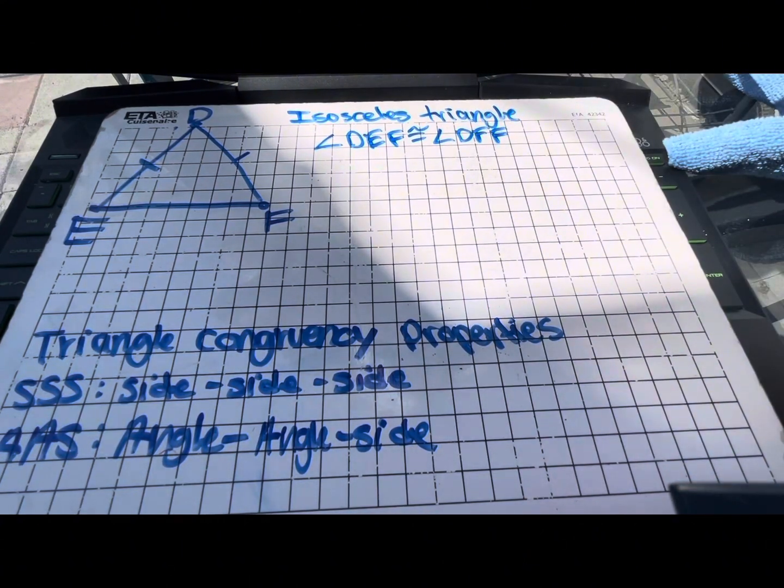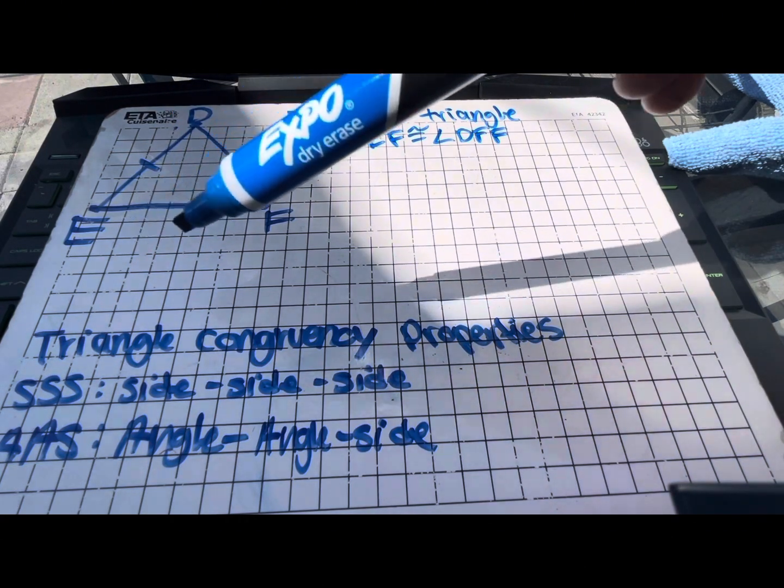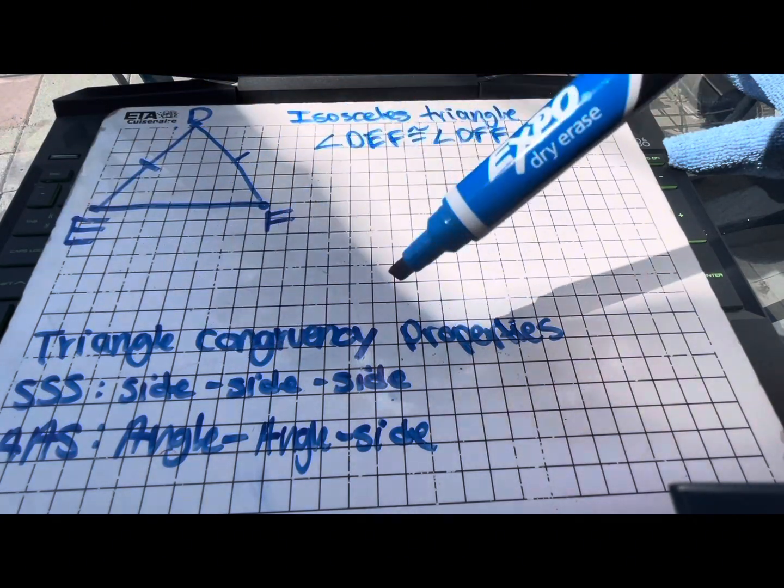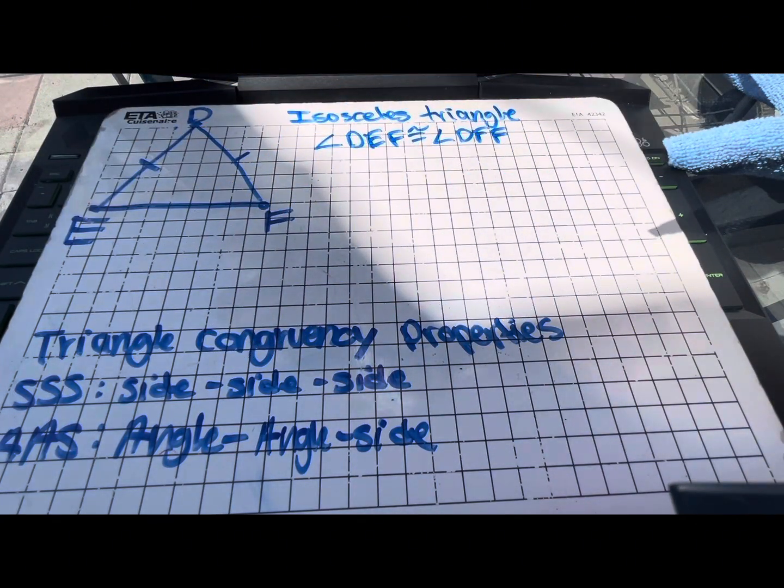We will also be doing this by using the properties of triangle congruency, using SSS, side, side, side, which means each side of a triangle is congruent to each side of another triangle. And AAS, angle, angle, side, which means two angles and a non-included side in one triangle are congruent to those in another triangle, which makes the triangles congruent.